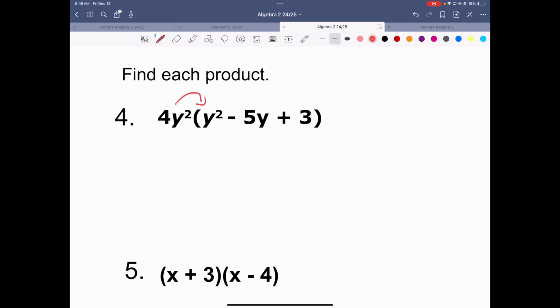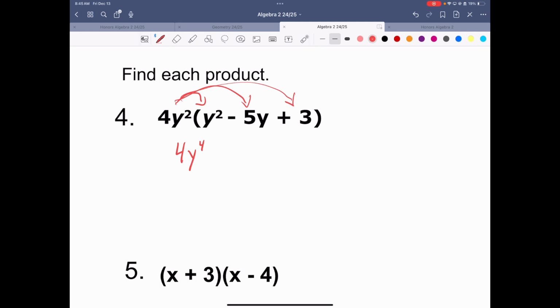So I have to take 4y squared times each of those. So 4y squared times y squared. Numbers times numbers is 4. Remember, when we do variables with exponents, we add the exponents. So it's y to the 4th.